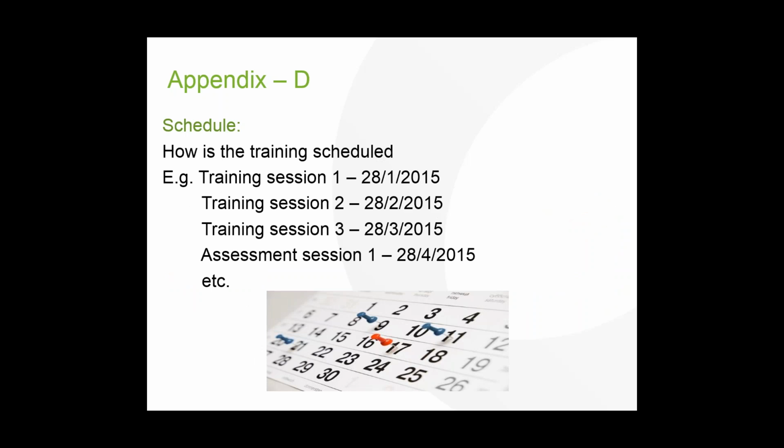In Appendix D, we have schedule, and students often miss it. Schedule is how the training is scheduled. It's literally the schedule of all your training sessions. For example, training session 1 would be on 28th of January. Training session 2 would be on 28th of Feb. Training session 3 would be on 28th of March. And the assessment session would be on 28th of April. If you have 10 sessions, you need to come up with 10 dates. If you have 2 sessions, you need to come up with 2 dates. If you have 15, if you have 25, you need to come up with 25 dates for this section, which is schedule.